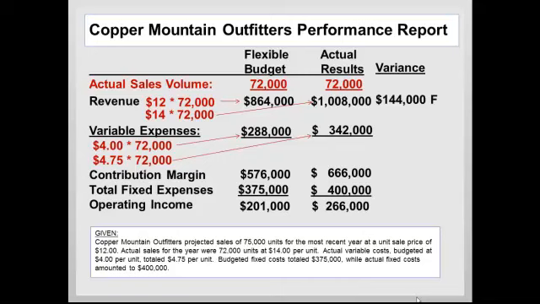Clearly, a significant factor is that revenue had a $144,000 favorable variance because actual sales were much higher than the flexible budget. And we can see by the calculation that that's due to price, a $2 difference.